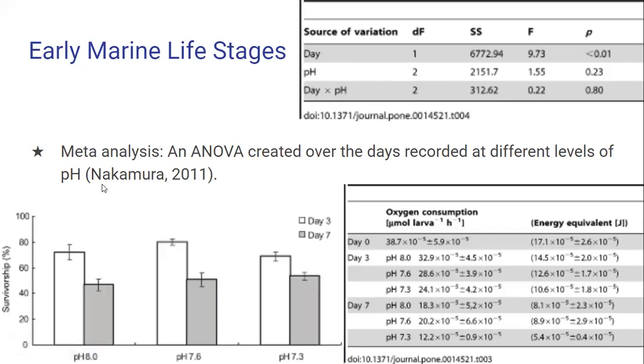Other marine life stages. Now this is a meta-analysis. In the right corner is an ANOVA that was created over the recorded days. There were different levels of pH over these certain days. On the bottom left is a histogram showing survivorship by pH levels, and it shows you days 3 and 7. In the top corner are the P values, organized by day and pH.